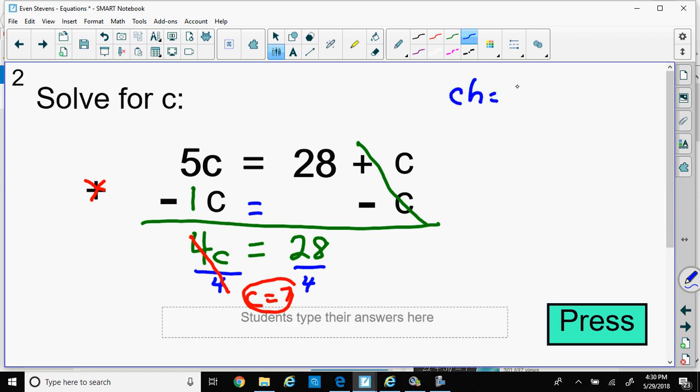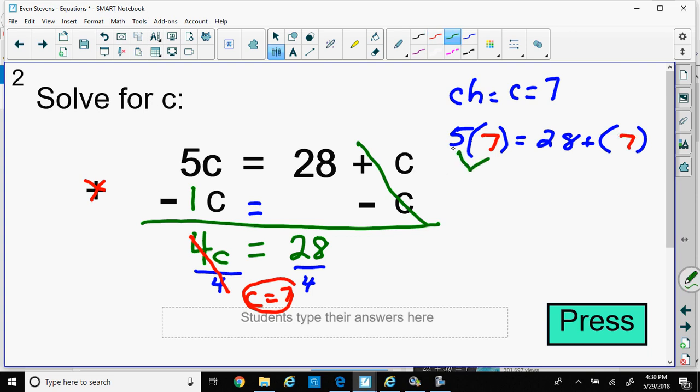So check by using C equal to 7. When we go back to the original equation, I'm going to replace C everywhere I see it with the number 7. So I'll put parentheses around, and everywhere I see C, I'm going to put a 7 there. So now I'm just going to solve this equation.